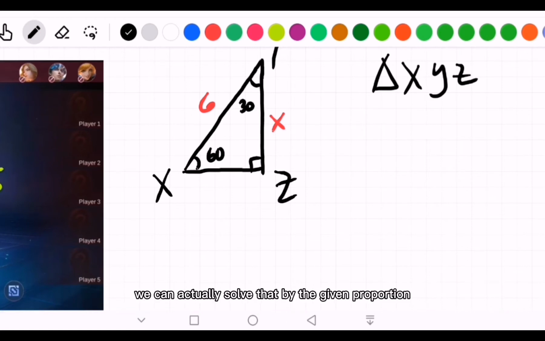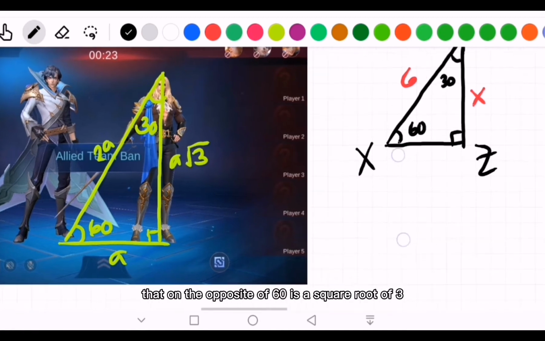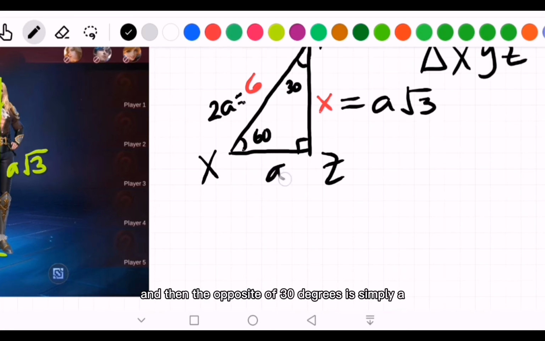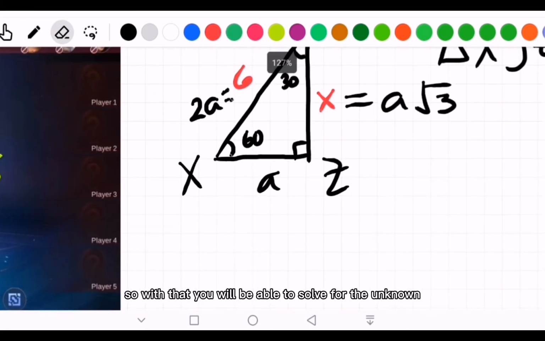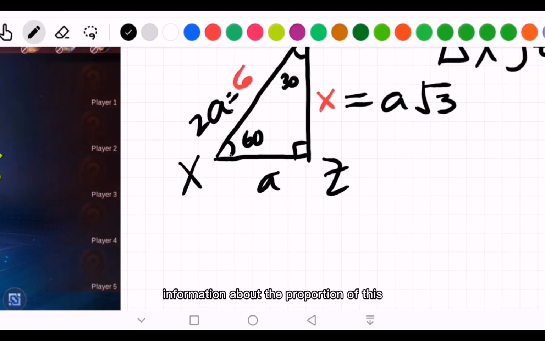We can actually solve that by the given proportion as mentioned in the previous video: the opposite of 60 is a square root of 3, then the opposite of z is 2a, and the opposite of 30 degrees is simply a. So with that, we will be able to solve for the unknown by this given information about the proportion of this 30, 60, 90 triangle.